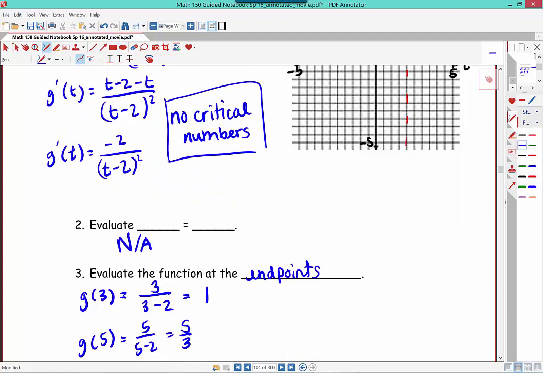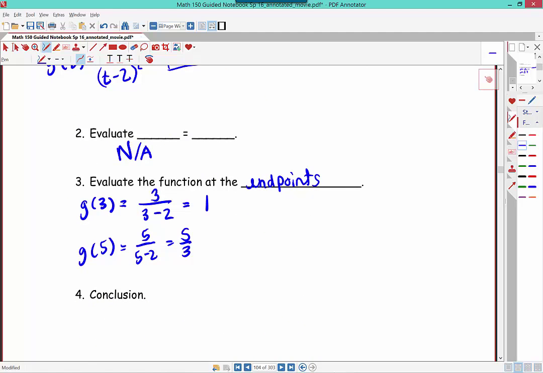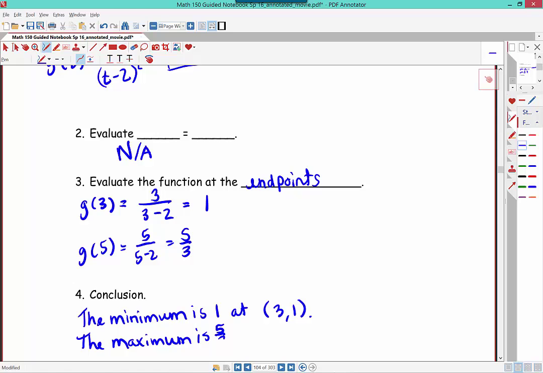So what we have found is the lowest value, the minimum, is 1 at the ordered pair (3, 1). The maximum is 5/3, and that occurred at (5, 5/3). Okay, so that's the conclusion for this guy.